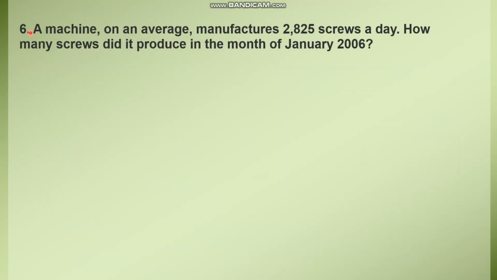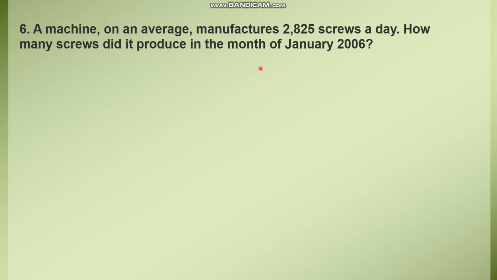Children, look at the sixth question. A machine on an average manufactures 2825 screws in a day. How many screws did it produce in the month of January 2006? So children, read the question once again. A machine on an average manufactures 2825 screws in a day. So a machine manufactures 2825 screws in one day, okay? And how many screws did it produce in month of January?